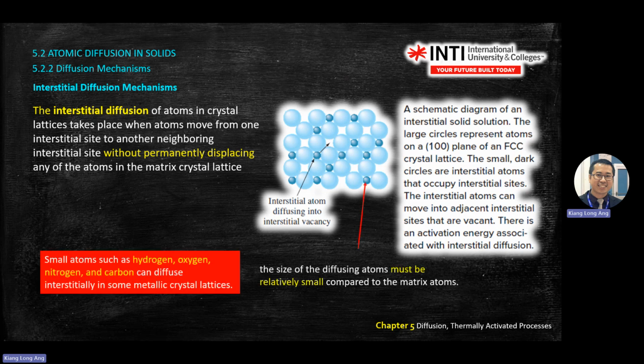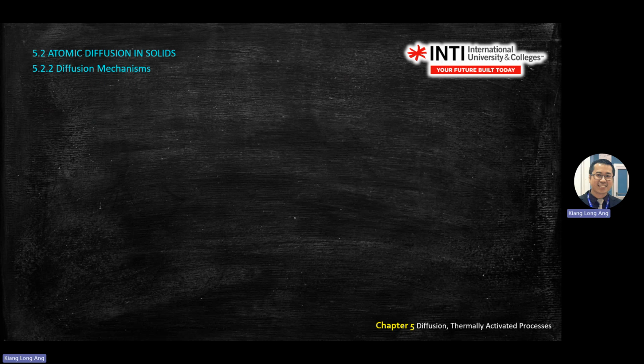One keyword there is diffusing atoms. Diffusing atoms must be relatively small compared to the matrix atoms or the source atoms. It is interstitial. So there will be a question in section C asking you to explain why this is interstitial or vacancy.